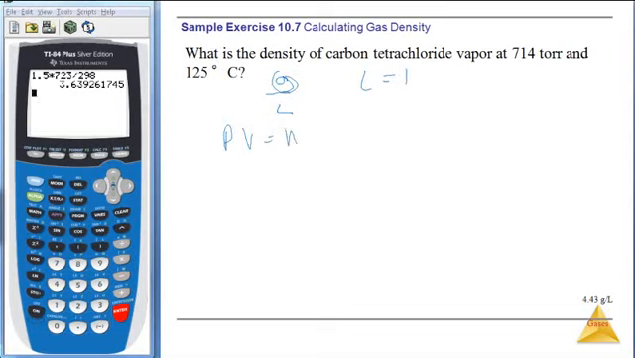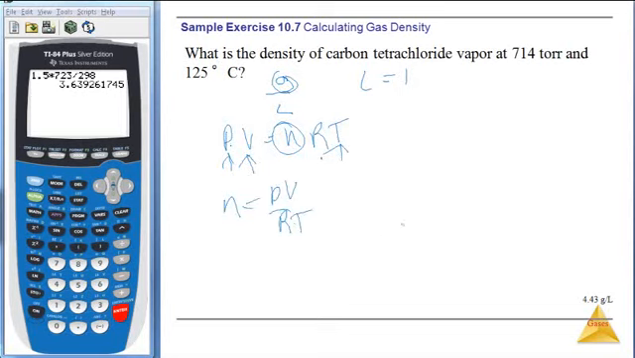PV equals nRT. I have a pressure, I have a temperature, I have a volume, I have a gas constant. If I solve for moles, I should be able to figure out density, because I know volume is 1 liter. Okay, so n equals PV over RT.